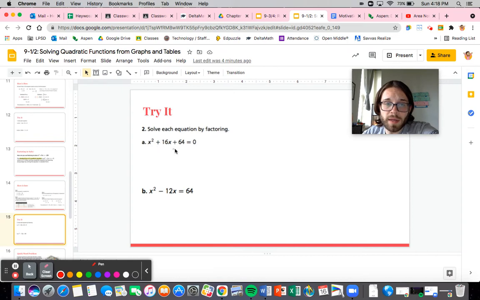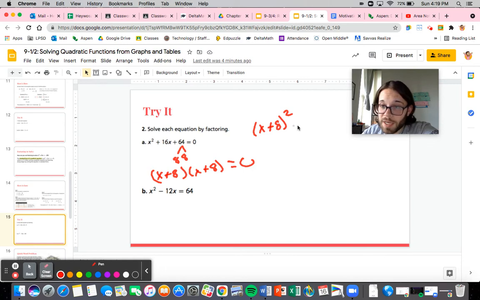Well, here's what I have. It's already in standard form, so let's get started. I need factors of 64 that add up to 16. Well, guess what? 8 and 8. So I have x plus 8, x plus 8 equals 0. When you end up with something like this, we know from before it's x plus 8 squared, same thing. Which pretty much means that we already know this is the vertex, because then the vertex is -8.